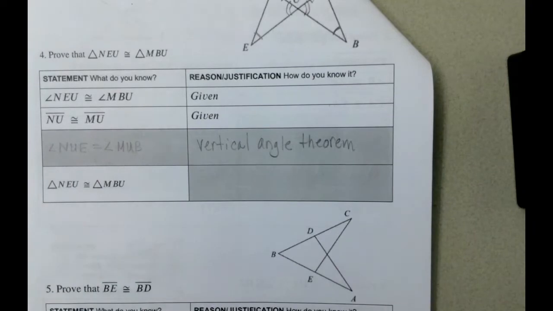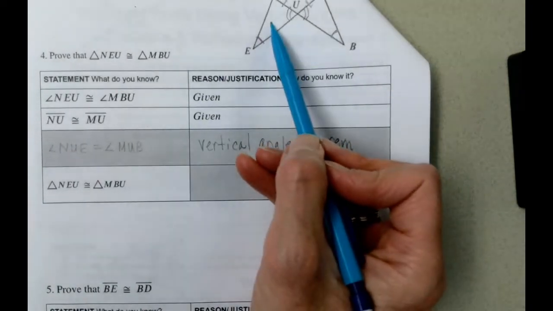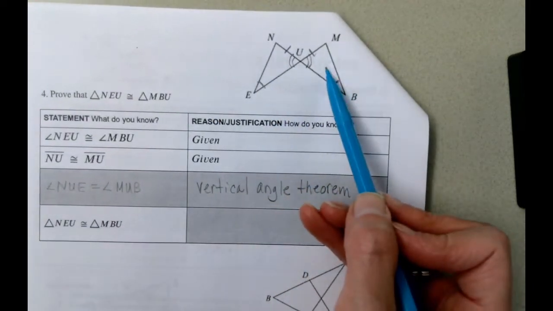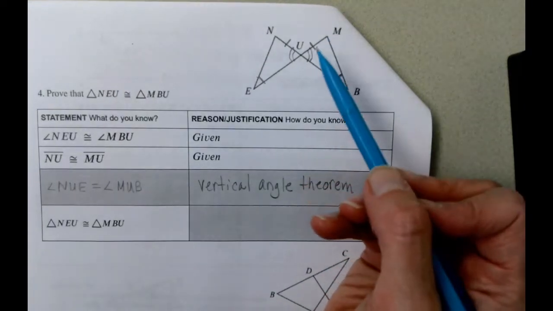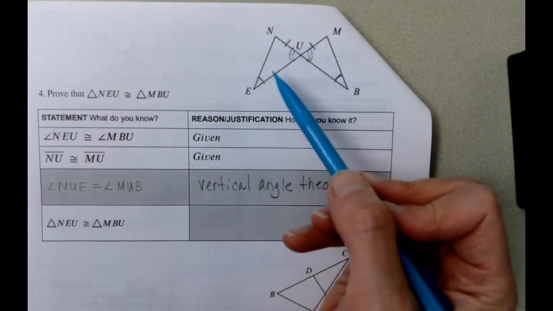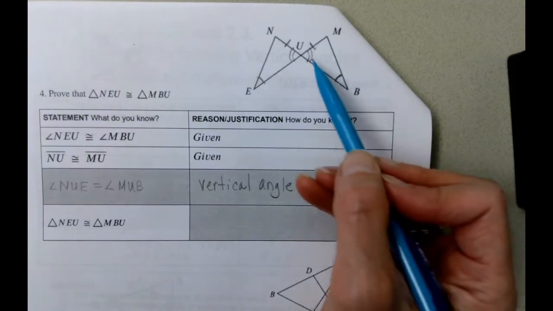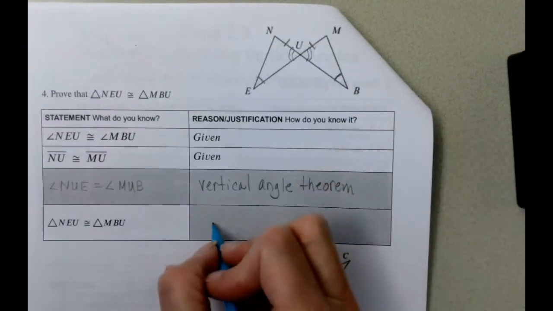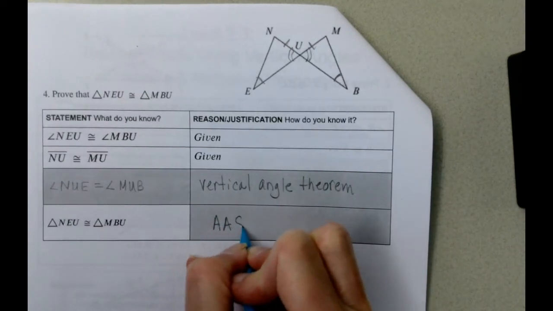And that gives us enough information to be able to say that the triangle on the left and the triangle on the right are congruent. And the reason is we've got an angle and a not included side, an angle and a not included side, and that is angle, side.